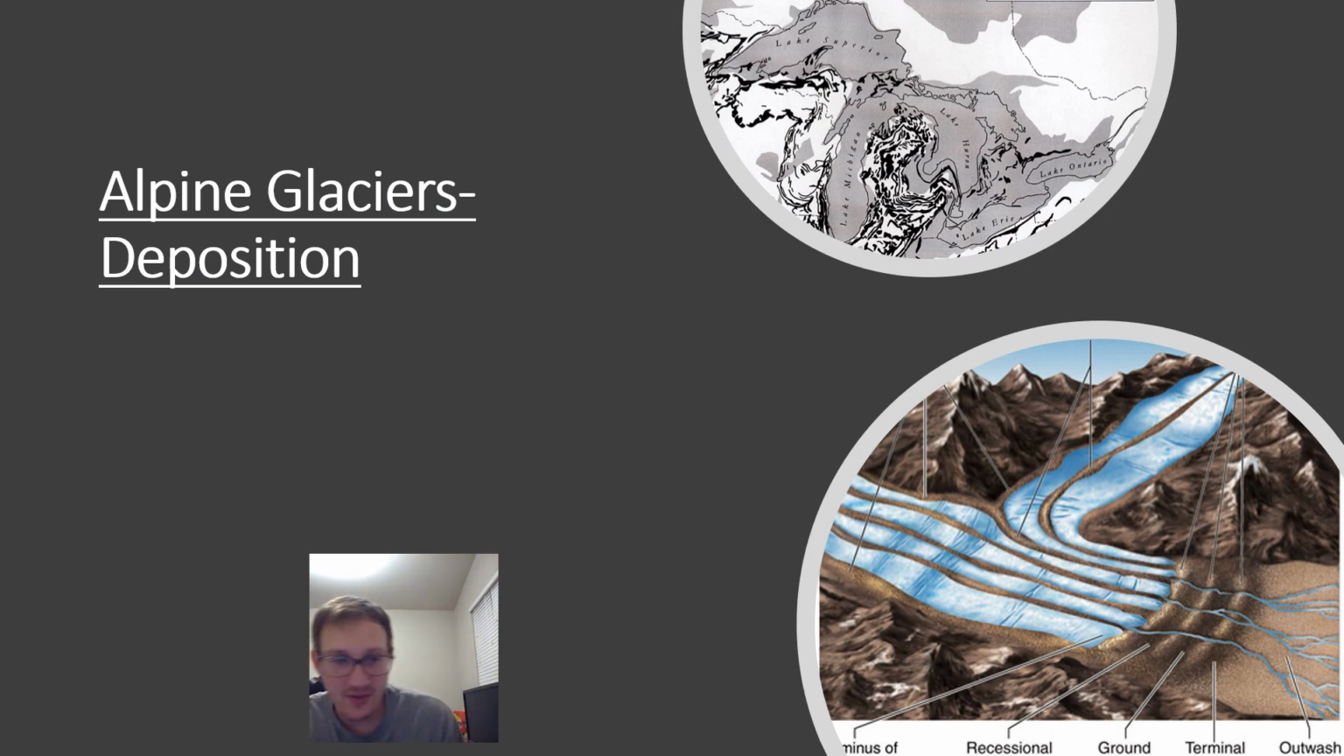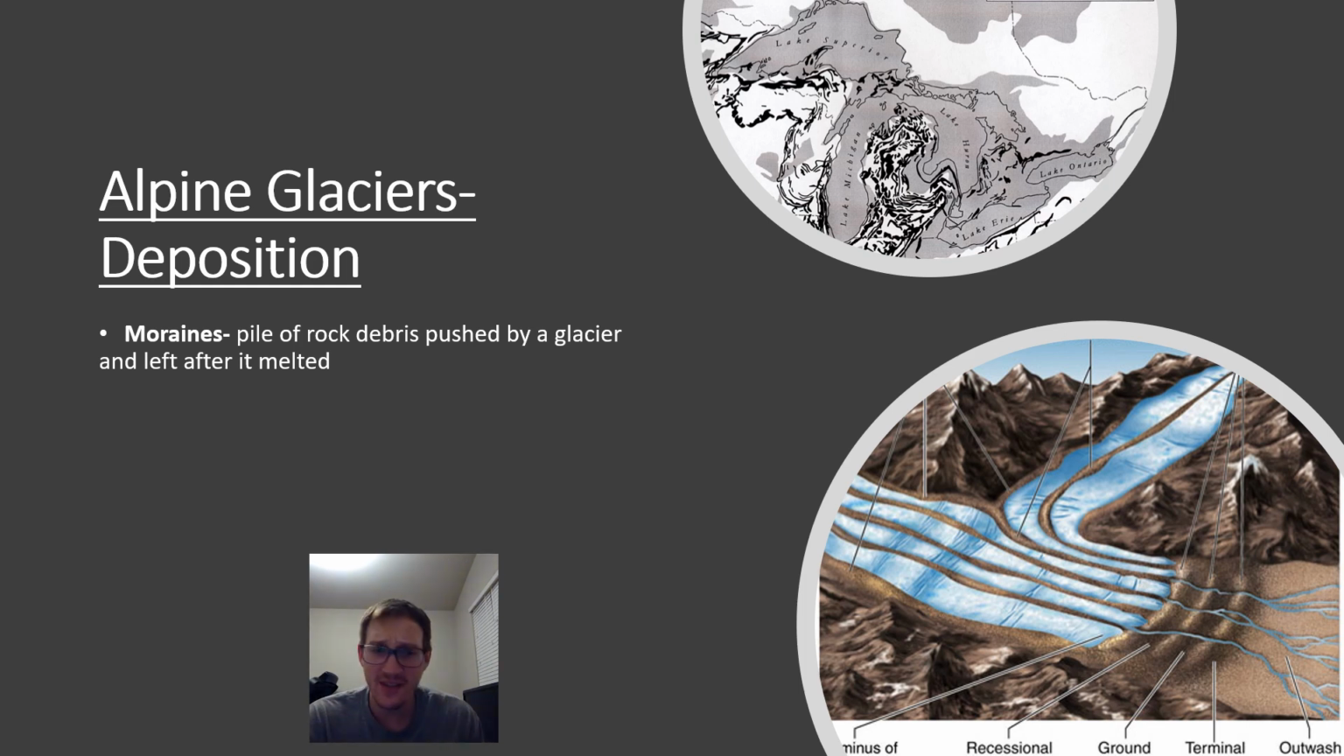Okay, and then the other deposition for alpine glaciers are what we call moraines. And these are piles of rock debris pushed by a glacier and left after it melted. Okay, so if you can kind of see this one in the bottom right, as this glacier moves down, it basically cuts these U shapes. And so we get a pile of rock here in the middle, and we get some on the sides, and it's actually pushing on this stuff too. So it's creating a wall there too.